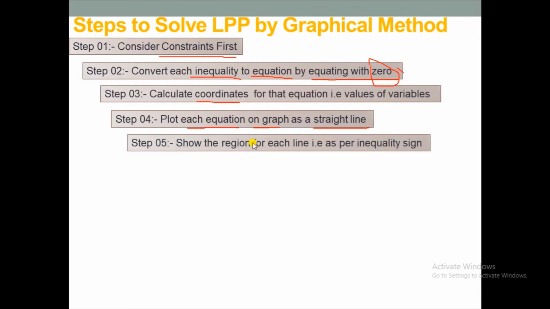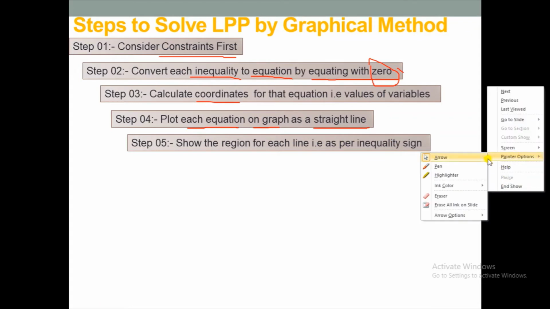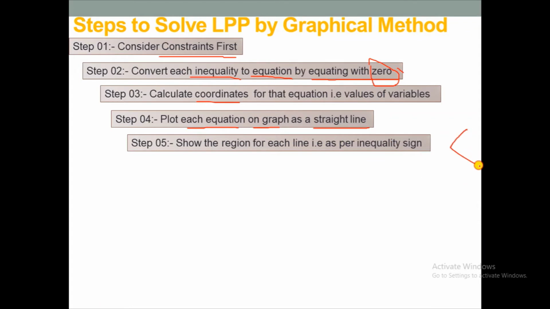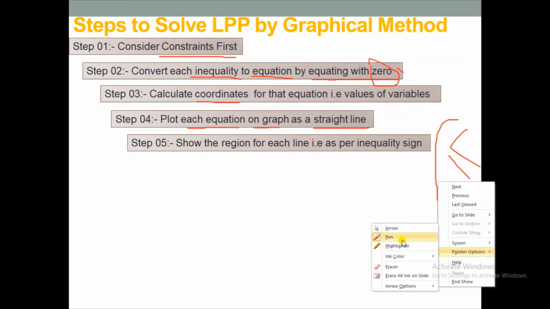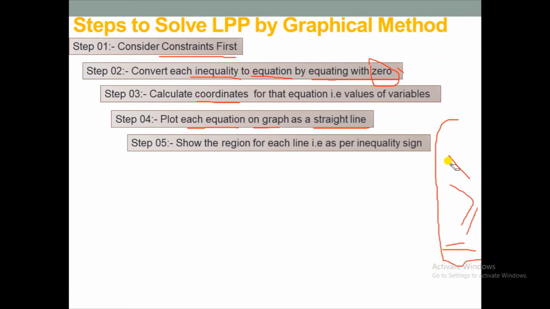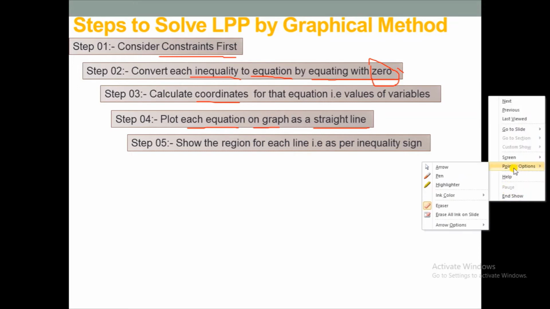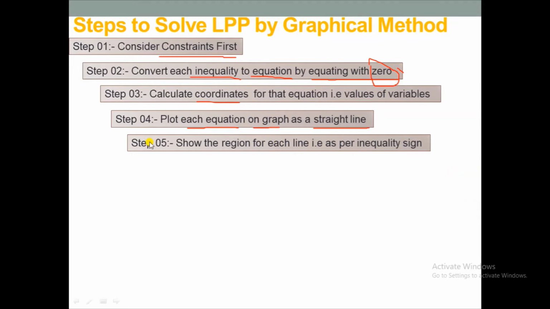Step number 5 is to show the region for each line as per the inequality sign. Here there is one more thing, because we may have a sign of less than type, a sign of greater than type, or a sign of equality also. These three types of sign we are going to have, and based on them we are going to consider the region for that particular line. These constraints are giving the limitation on the solution, and by using these constraints we are going to get the particular region.